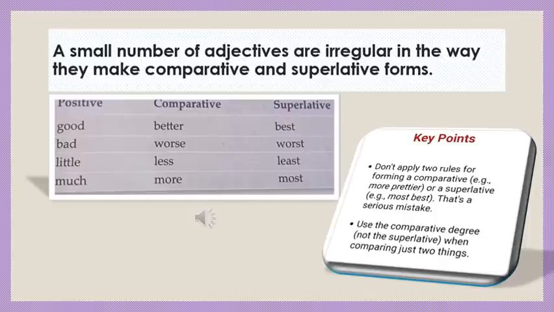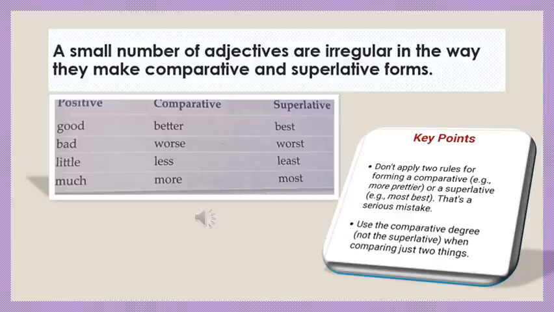Here we are going to see some different types of formation of comparative and superlative degrees. A few of the comparatives and superlatives in English do not follow the usual pattern that we have seen just before. They are called irregular comparatives. A small number of adjectives are irregular in the way they make comparative and superlative forms. In the previous section we have seen just to add -er to get the comparative and -est to get the superlative. But here the three forms are entirely different.